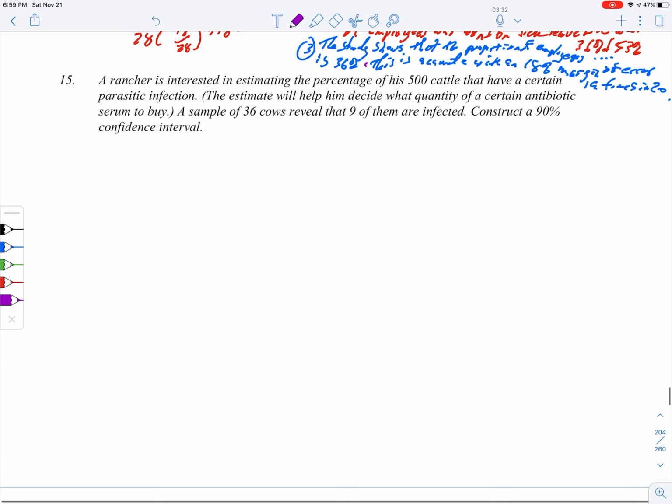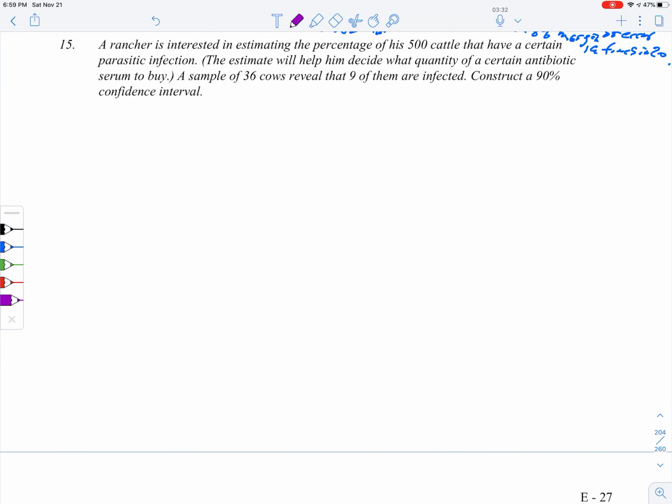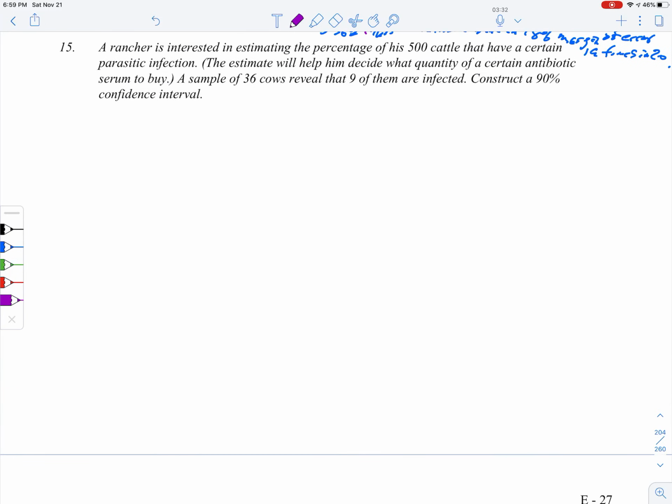So with that then, I'd like you to do number 15 for homework, and we will take that up in class. And that will just leave us with one last section after this. So let's end it there.